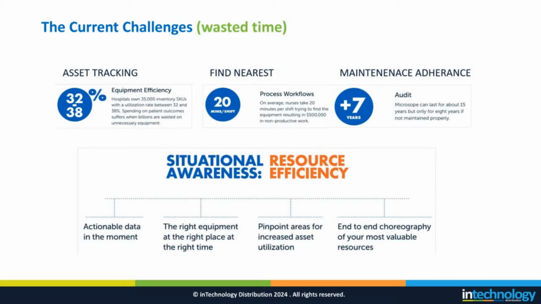And what we're really talking about here is situational awareness and resource efficiency. Part of what an RTLS system for asset tracking does is give you actionable data when you need it. So it's being able to find the right equipment at the right time and pinpoint areas where you can potentially increase the utilization of those assets. It also means making sure your most valuable resources, which are your people, are providing care and not trying to find assets.